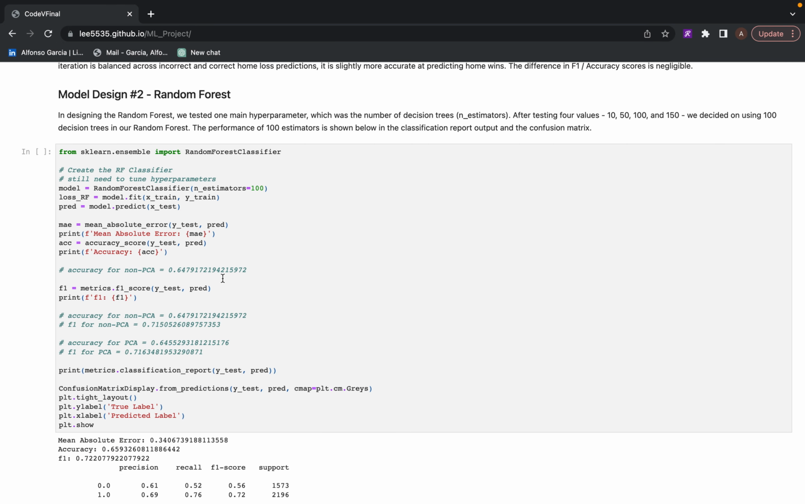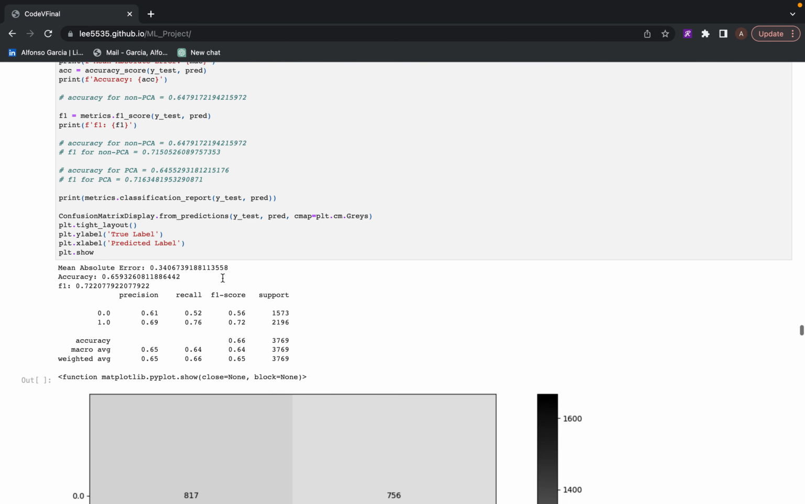After running the feed-forward neural network, we then look to the random forest algorithm. In testing this model, we evaluate 4 different values for the hyperparameter of decision trees: 10, 50, 100, and 150. After comparing the trade-off between model accuracy and training time, we finally decided to use 100 decision trees. This is seen in our model results.